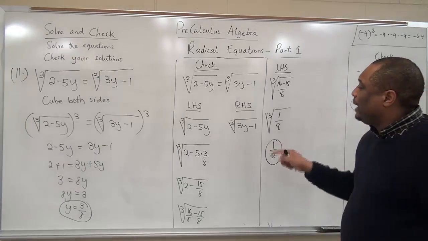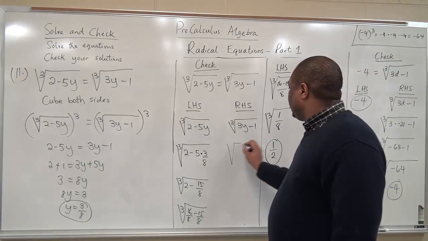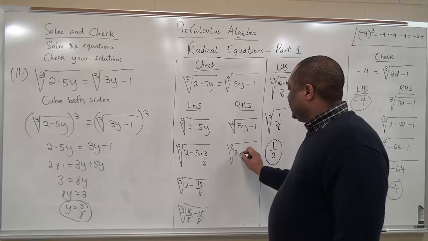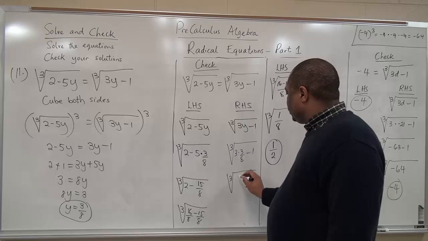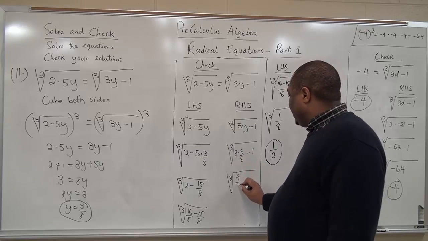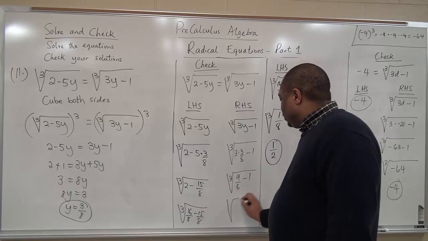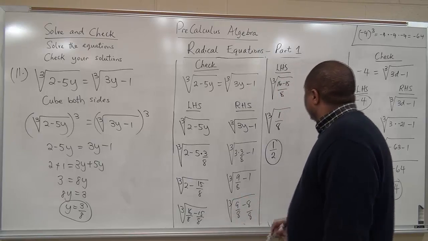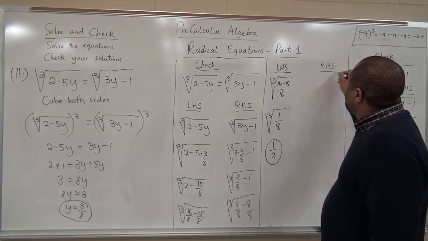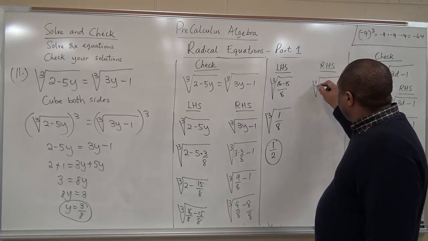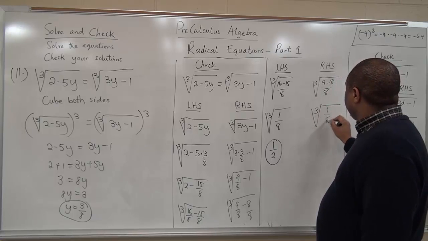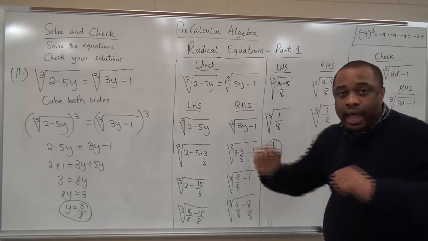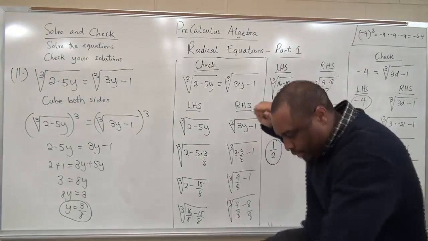Alright, let's do the right hand side. See whether we will get the same thing or not. This will be cube root 3 times 3 over 8 minus 1, which is cube root 9 over 8 minus 8 over 8, which is cube root 9 minus 8 over 8, which is cube root 1 over 8, which is 1 over 2. Yay!